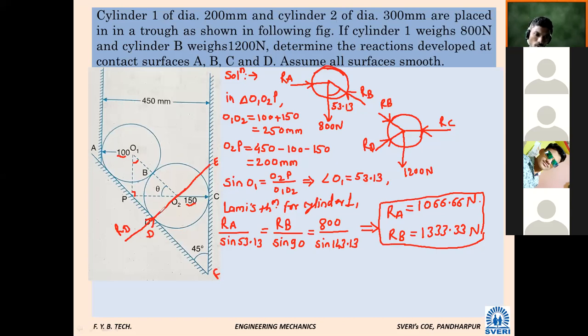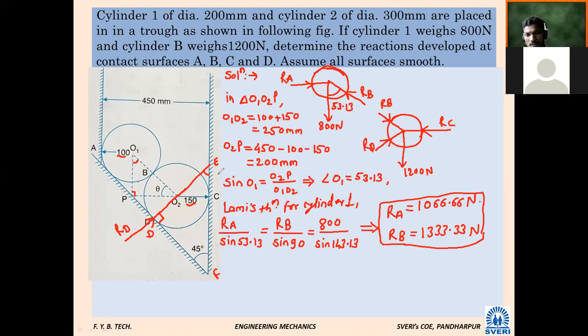Yes, sir. And what will be the angle at this point? 90. So what will be this angle? 45. Now my one more question in this: whether this 45 angle is made with vertical or horizontal? Vertical, sir. Now coming back to our FBD diagram, free body diagram.